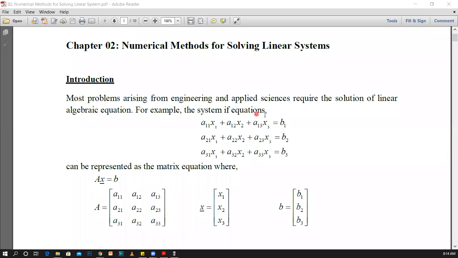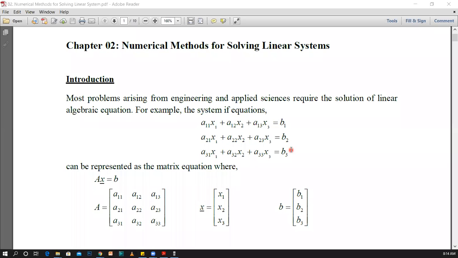And if you have a system of linear equations, then you can easily convert this into matrix format. One matrix form is AX equals B, where A is a matrix which contains the coefficients of the x variables, and X is the vector which contains the x variables, and B is also a vector which contains the constant terms, or the terms that we can see on the right hand side of this equation.